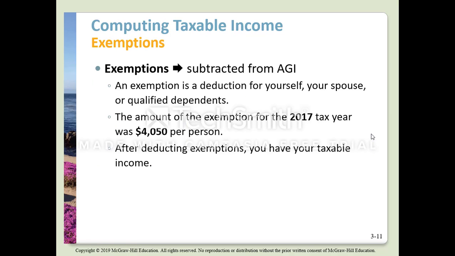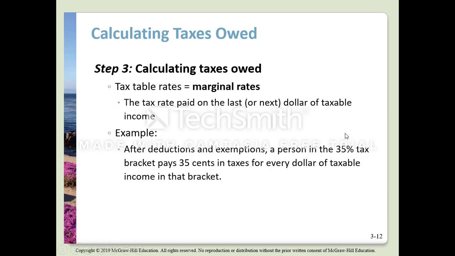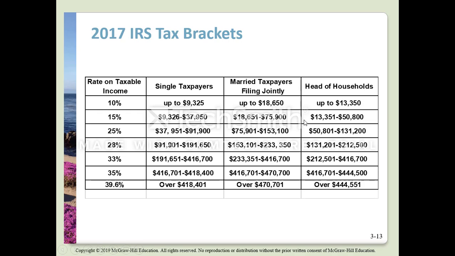So, exemptions. After deductions, you deduct exemptions. And then step 3, you use the tax table rates to calculate the tax owed. And here are the 2017 IRS tax brackets. The 2020 will be a little bit different, but not much.